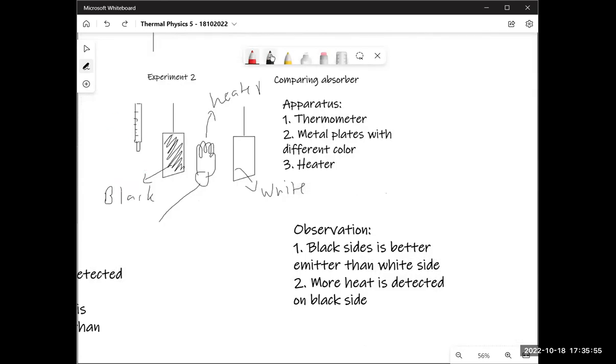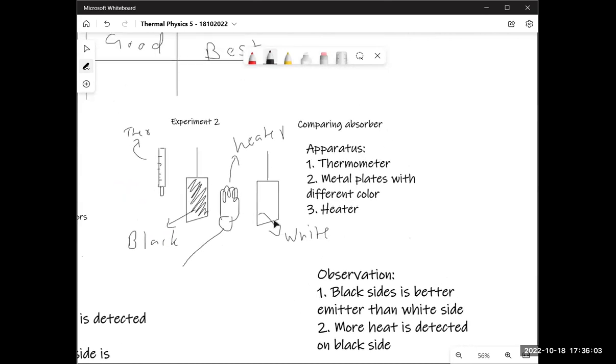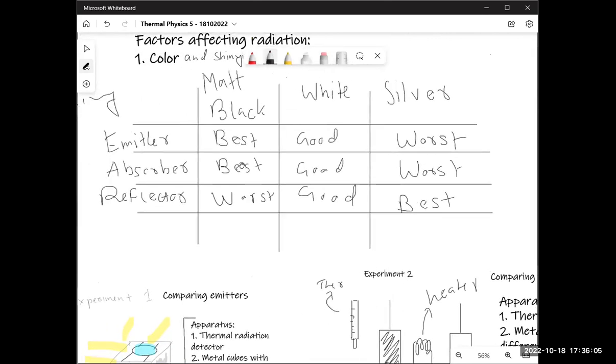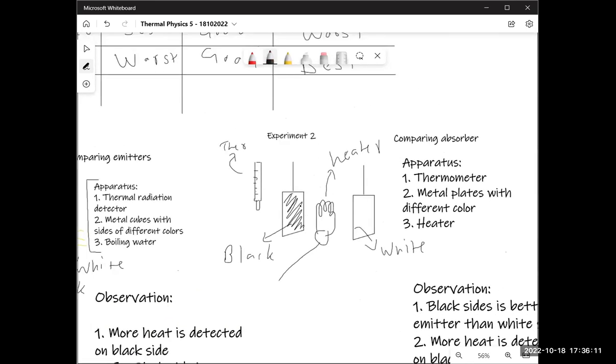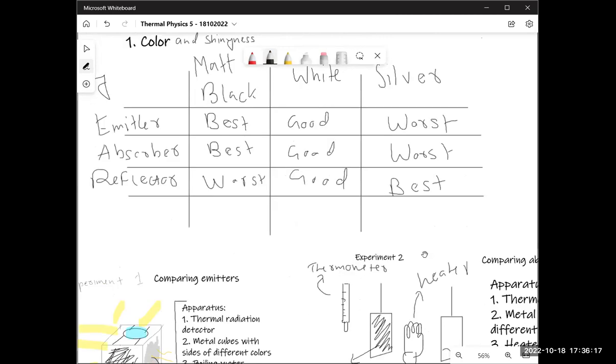So we have a thermometer here. The heater is going to heat both the sides, but one side is not a good absorber. Whichever is a better absorber will get more heat and will increase in temperature more, right? If this one absorbs more heat, it will have a higher temperature. Now let's see which one is absorbing the higher temperature.